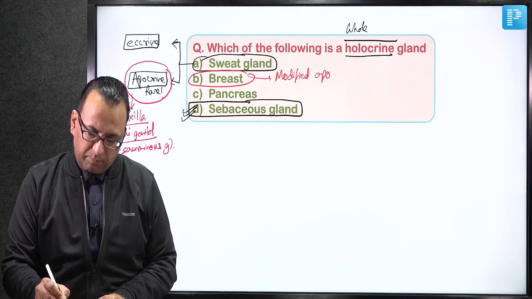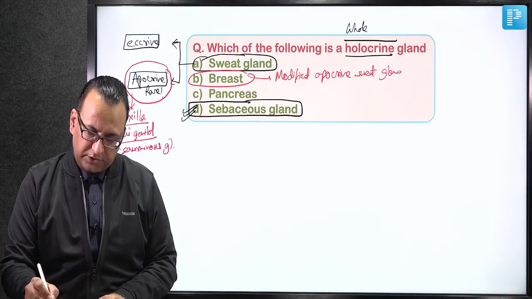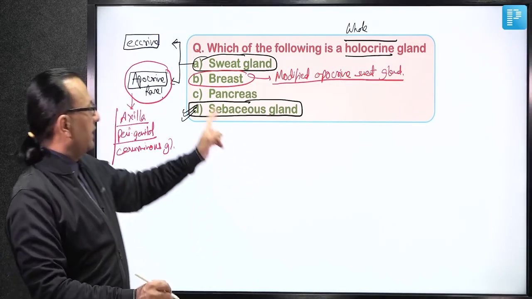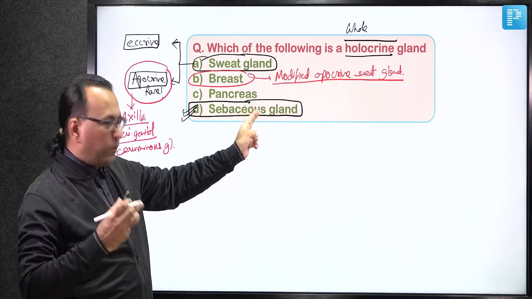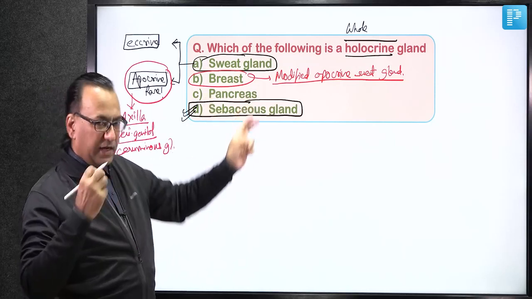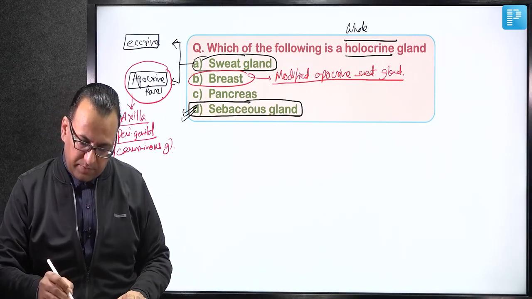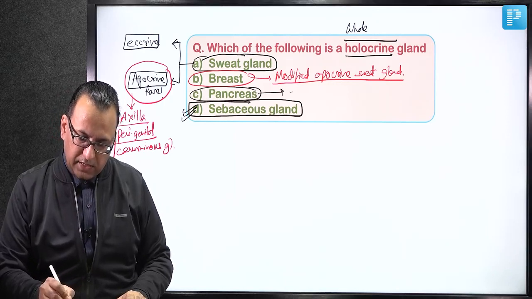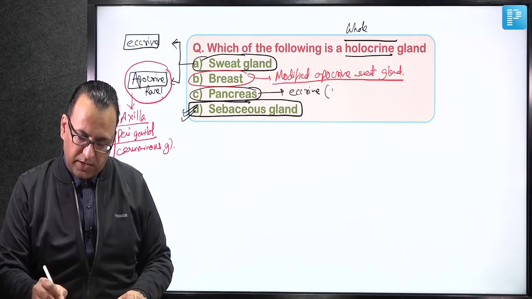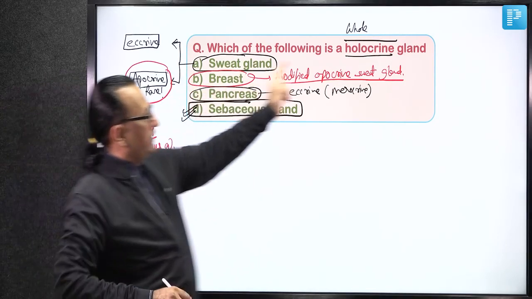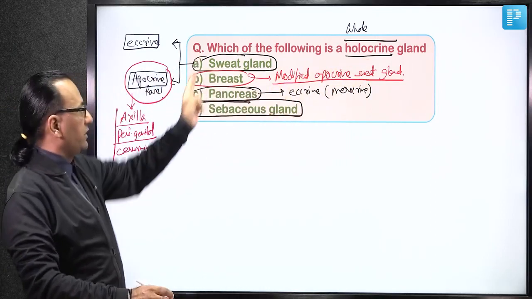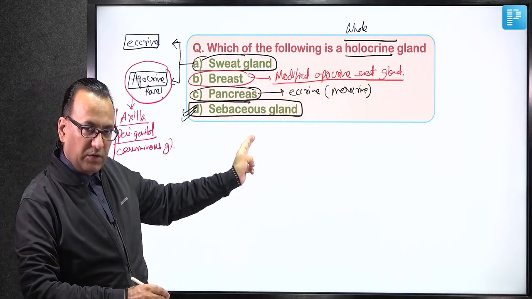Then what about the pancreas? There we will notice that the pancreas is a mixed type of gland, endocrine plus exocrine, and the exocrine portion of the pancreas is the eccrine variety. And you must remember, what you call eccrine is the other name for merocrine. Merocrine or eccrine means the same, but as such in this question, if you are talking about the holocrine variety, we should keep our answer as choice D, the sebaceous gland, secretion being the sebum.